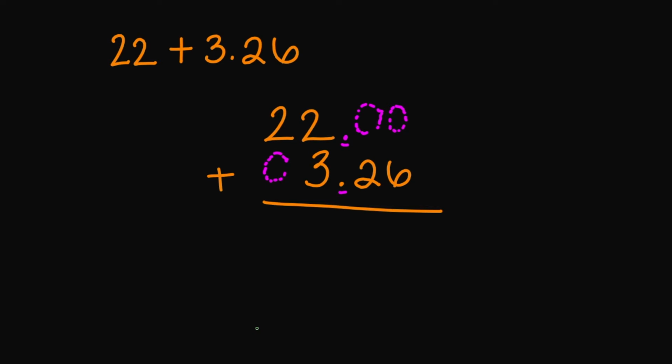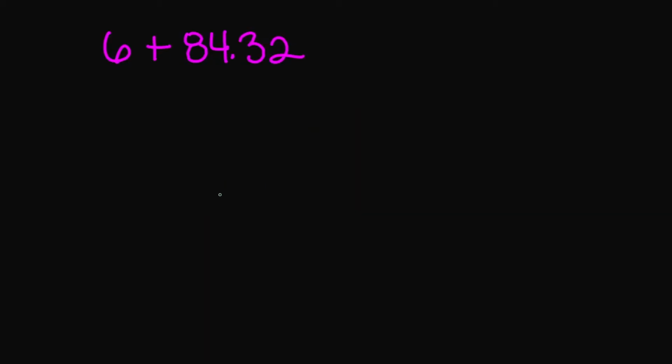I'm going to go ahead and add. 0 plus 6 is 6. 0 plus 2 is 2. Decimal plus decimal, just add a decimal. And then you have your 2 plus 3 is 5. And then 2 plus 0 is going to be 2. So your final answer is 25.26. Let's try this example here.